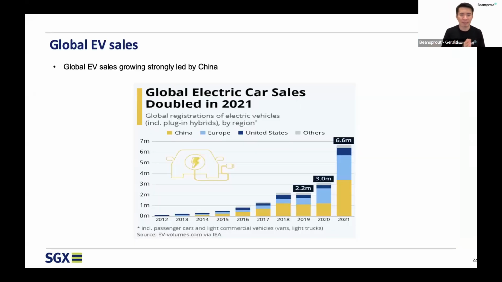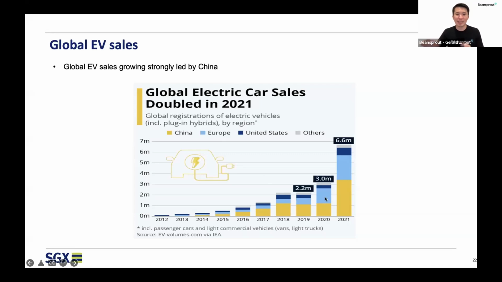Okay, so we start by looking at the past. What we have seen here would be the total EV sales across different countries. And we don't actually have to look very far. We just have to look in the last few years from 2019 onwards. The EVs sold in 2019 globally was 2.2 million.